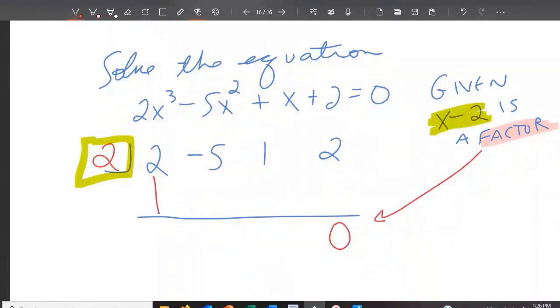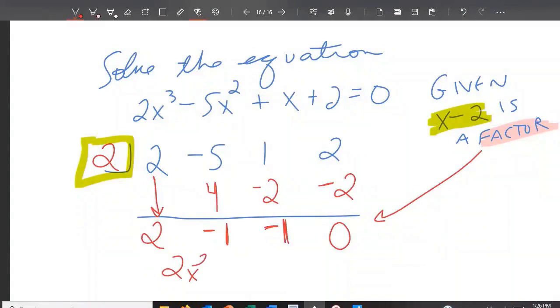Now, let's use synthetic division to do this. Bring down the 2. 2 times 2 is 4. 4 goes here. Combine those together. Negative 1 times 2 is negative 2. Combine that together, we'll get negative 1. 2 times negative 1 is negative 2. And we get a remainder of 0. Put the variables back with the numbers. So we'll have 2x squared minus x minus 1 equals 0. This time we're using the equal sign because we're solving.